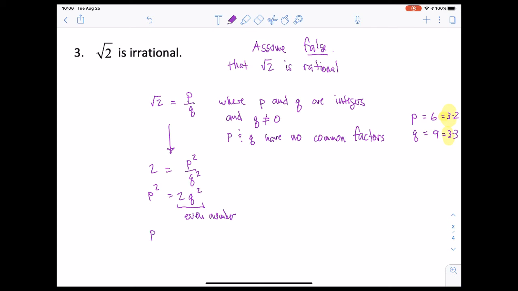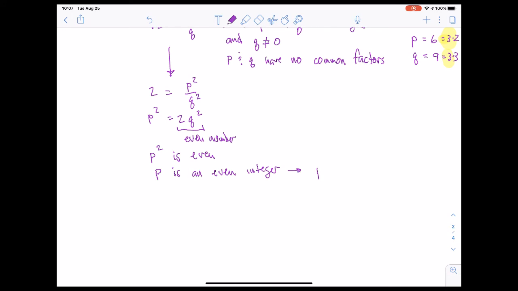So this means that p has to be an even number because we can't have p squared be even and p be odd. So if p squared is even, that means that p is an even integer as well. And so one way we could write this is by saying that p is equal to 2 times some integer, we'll call it k. This is the same way that we defined even numbers in the previous example. Substituting this in, this means that p squared, which is 4k squared, must be equal to 2q squared. So q squared, rearranging this, is therefore equal to 2k squared.